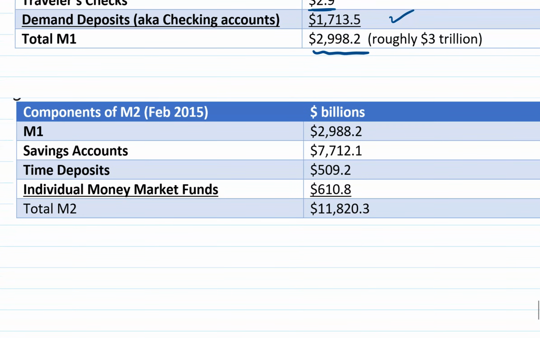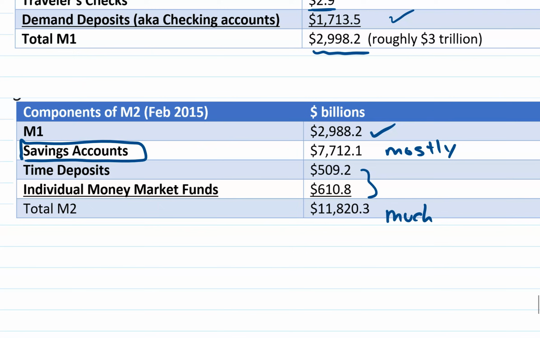Okay, so now we go to M2. So M2, we got M1 already. And then M2 is mostly savings accounts. So for your purposes, you can think of M2 as being M1 plus savings accounts plus some other stuff that's kind of like savings accounts. That's plenty because these other portions are pretty small and not super important. One thing you can notice, well, M2 is almost 12 trillion, so this is much bigger. So actually, once we include savings accounts, then it becomes much bigger, right? So it's several times bigger.